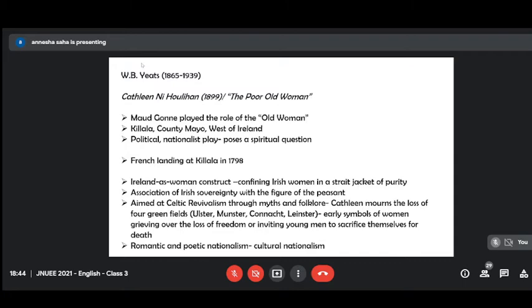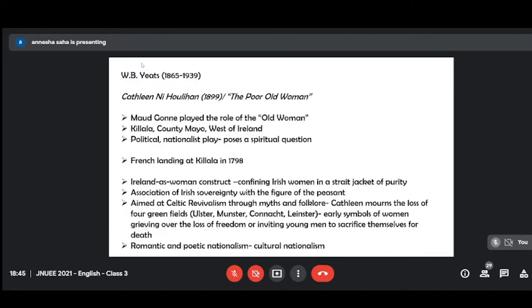There is a landing of French troops. A number of French troops come to Killala, to the shore in Killala, in the year 1798. Remember, I think I spoke about this previously. In 1798, the French troops come to Killala. Basically, they're trying to help the Irish. The Irish have garnered support from the French troops, and they're trying to take down the British army. So that is the basic background, the setting for the play.